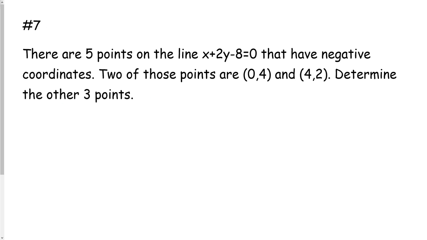And I'll also give you a tip for number 7. Number 7 says there are 5 points on the line x plus 2y minus 8 equals 0 that have negative coordinates. 2 of those points are (0, 4) and (4, 2). Determine the other 3 points. So for this, I would graph it. All right, so maybe change this into the y equals mx plus b form.